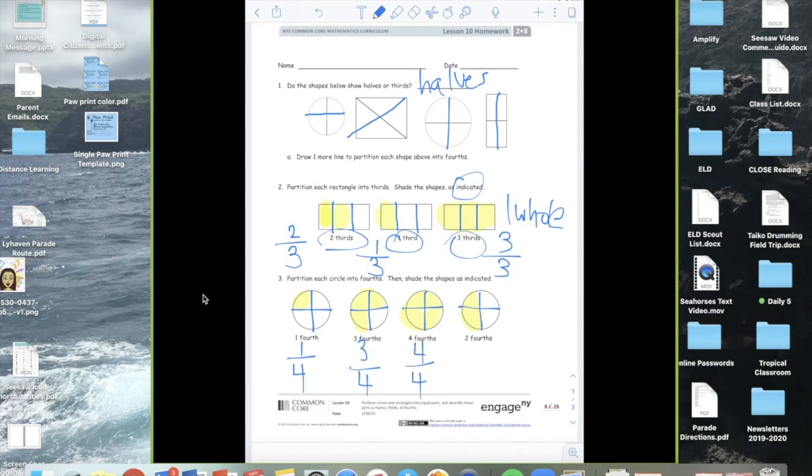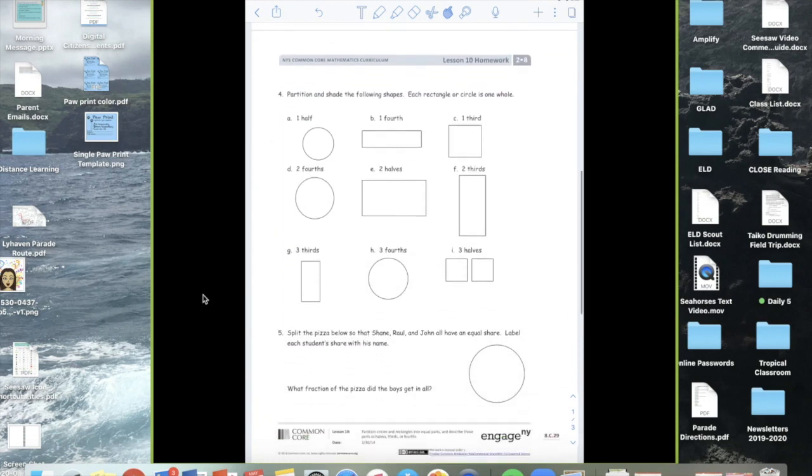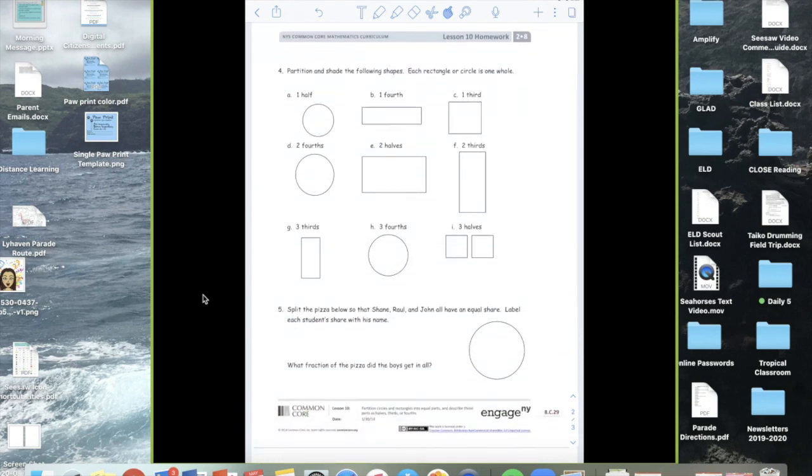4/4 or 1 whole, and then 2/4, or do you remember what else you could write? 1/2. Okay, my friends, let's go to the next page. Partition and shade the following shapes. Each rectangle or circle is 1 whole. Okay, so you have to pay attention to what it's saying.